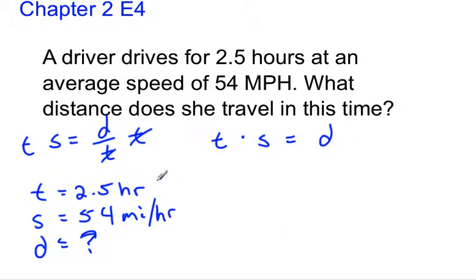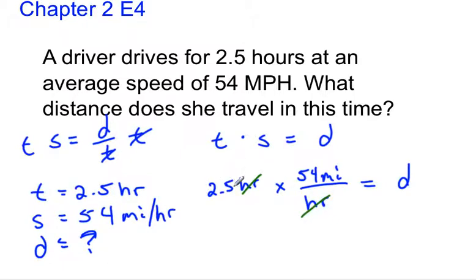Let's plug this stuff in. So time, 2.5 hours, times the speed, which is 54 miles per hour. Would that give me a distance? Let's look at the units. Hour divided by hour, that goes away. So if you just take 2.5 times 54, that should give you the miles. And we wanted distance. Distance is measured in miles. So that would be good to go. Just plug in your calculator, 2.5 times 54, and there would be your answer.